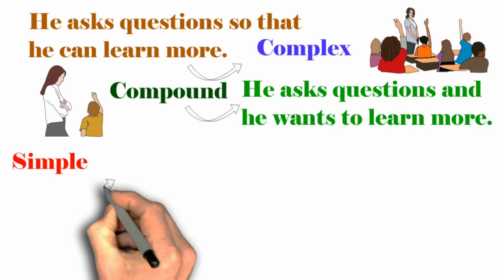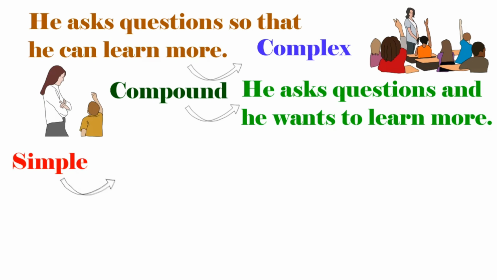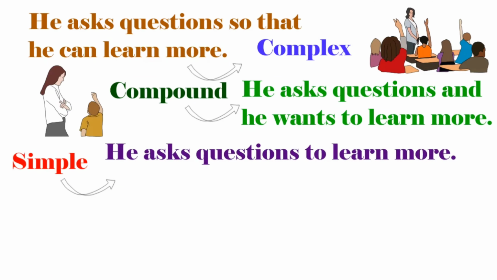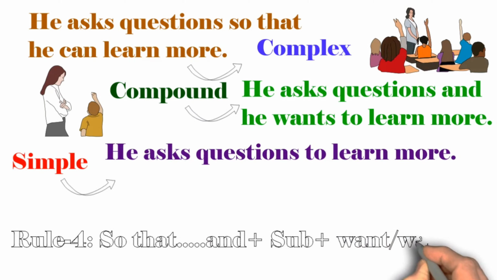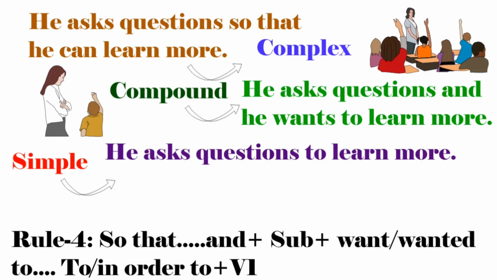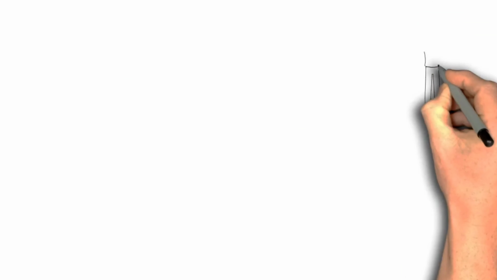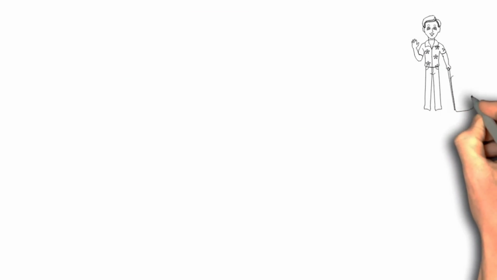You can omit he. Just to make it simple, you have to use a non-finite verb, that is to plus V1, that is called infinitive. So the answer is, he asks questions to learn more. So your rule is before you here. You see, if there is so that, then you have to use and, subject, wanted to, and then just to make it simple, to or to plus V1.